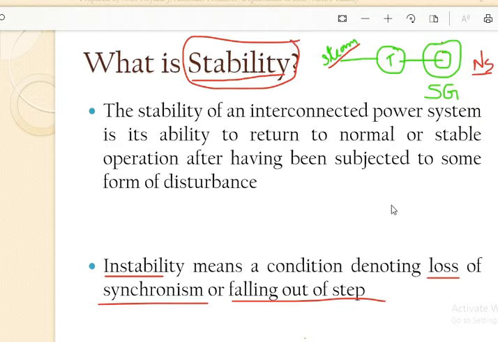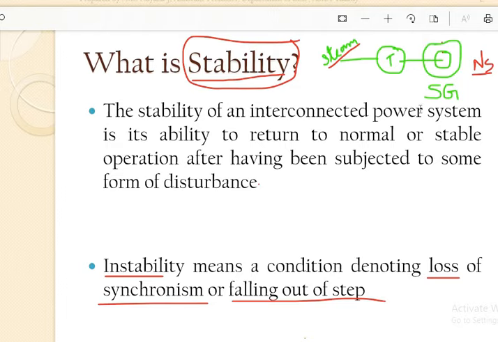So keeping all these concepts in mind, I can define stability as follows: the stability of an interconnected power system is its ability to return to normal or stable operation after having been subjected to some form of disturbance. Now, what is the stable condition? Stable condition means synchronous condition, a machine rotating at a speed equal to synchronous speed. So how can you say that your machine is stable? When a machine is stable, it is rotating at a speed equal to synchronous speed.